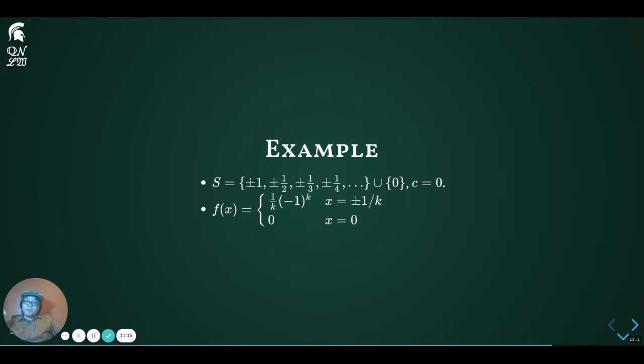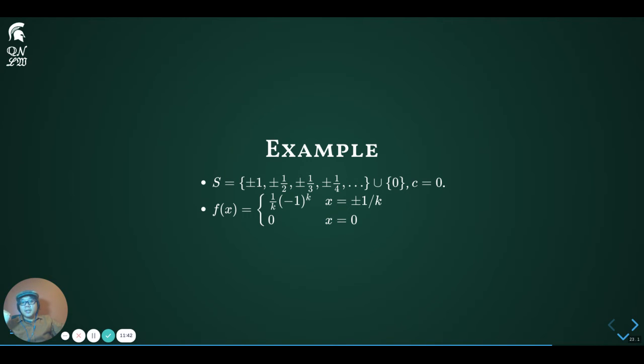For the next example, we will deal with a case with a more complicated domain. Here, the domain S consists of the points of the form plus or minus 1 over n, where n is a natural number, together with the point 0. Our c is the number 0.